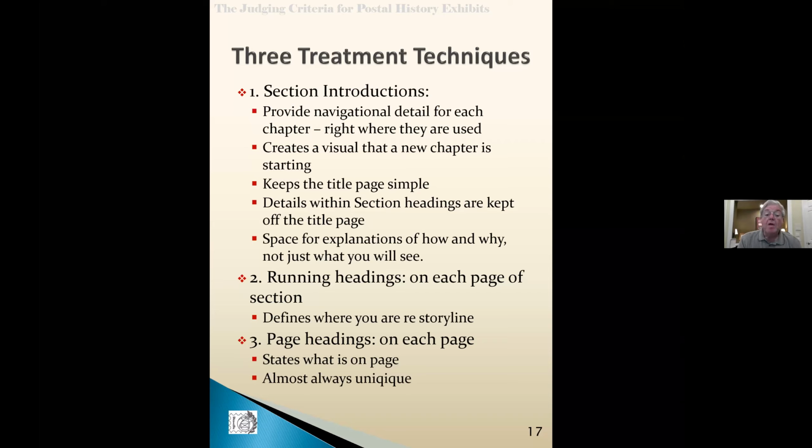You have a paragraph where information is put throughout the exhibit as each chapter starts, and that reduces the amount of information you have to put in the title page. Details within section headings are kept off the title page. You can reduce your plan by putting the sections in the section headings. Space for explanations of how and why, not just what you will see. The section introductions, the paragraph that begins a chapter or a section, will give you the space to explain how and why, as well as what you will see.